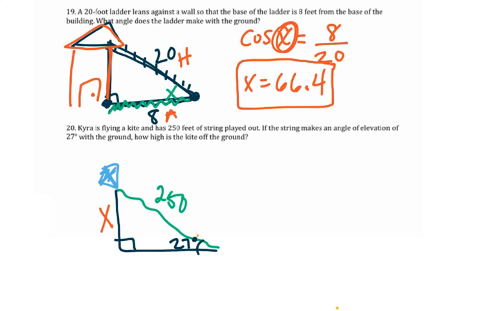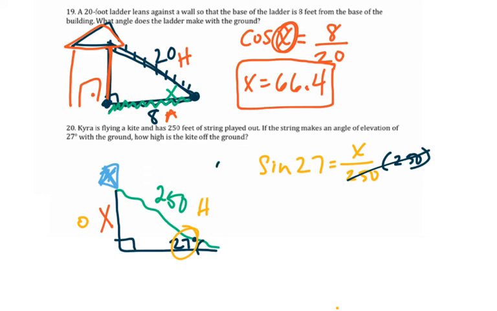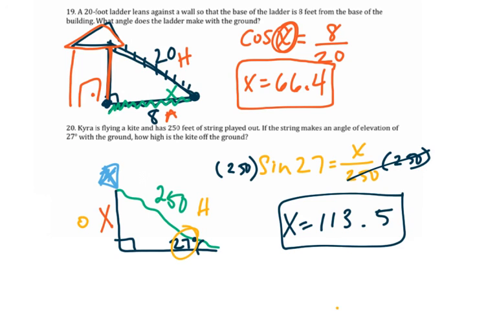So we look at our angle. We have an opposite and we have a hypotenuse. That's the word sine. Sine of 27 is the opposite over the hypotenuse. So that's 250. Sine 27. So the answer to number 20 is 113.5.